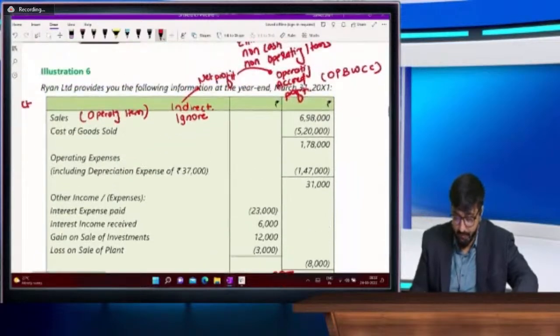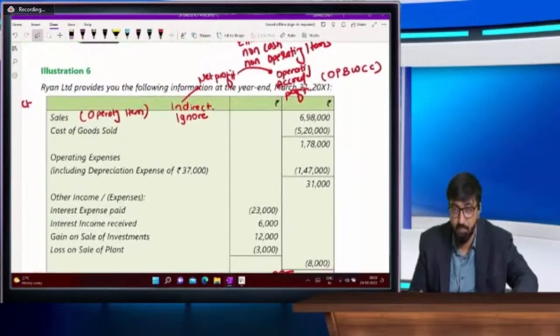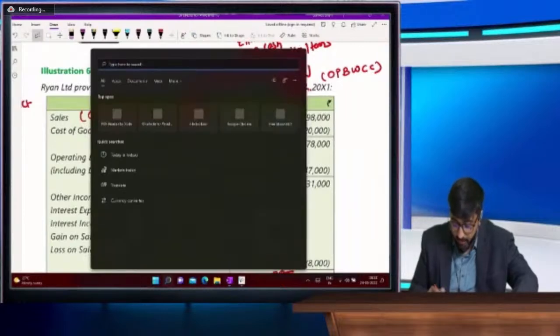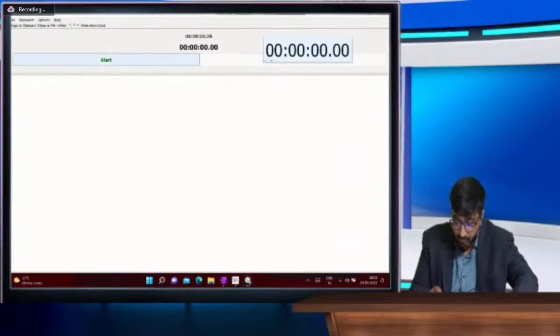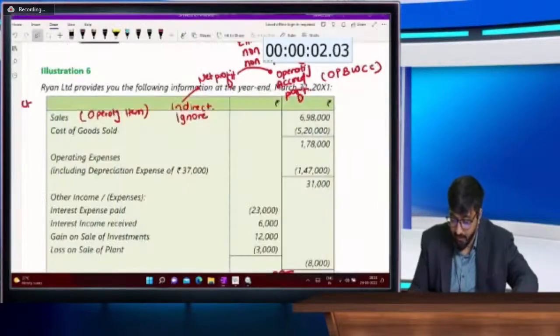Yes. My students are aware of these concepts. So which items are going to be added back and which are going to be ignored, you can write it. I'm giving you 1 minute. By pencil you can write this, like how I started in sales: ignore. Similarly, you do it for COGS and operating expenses. Just write it.